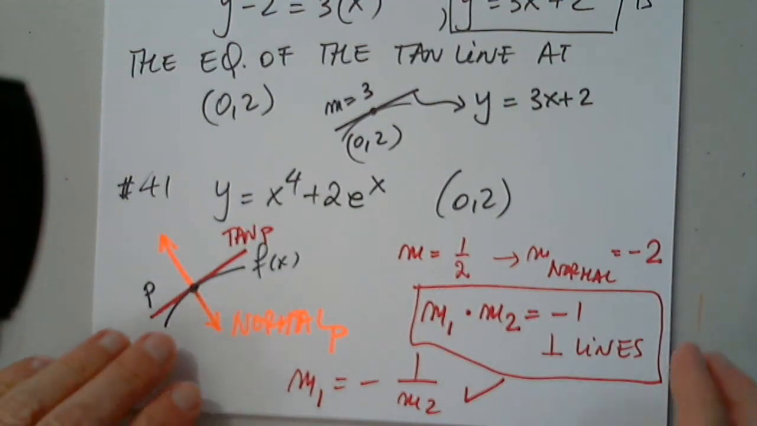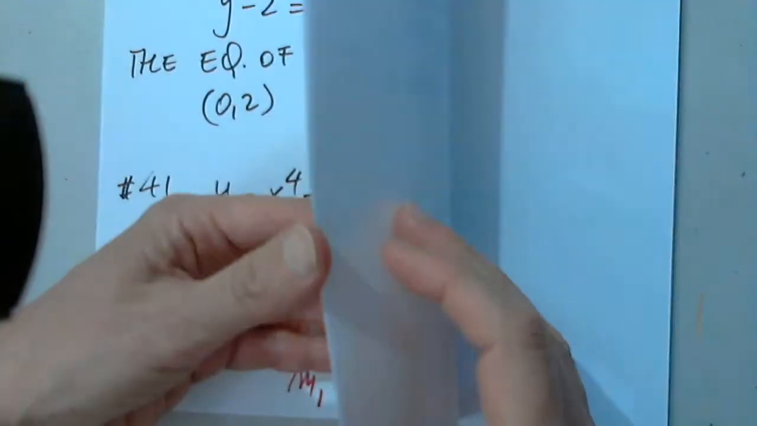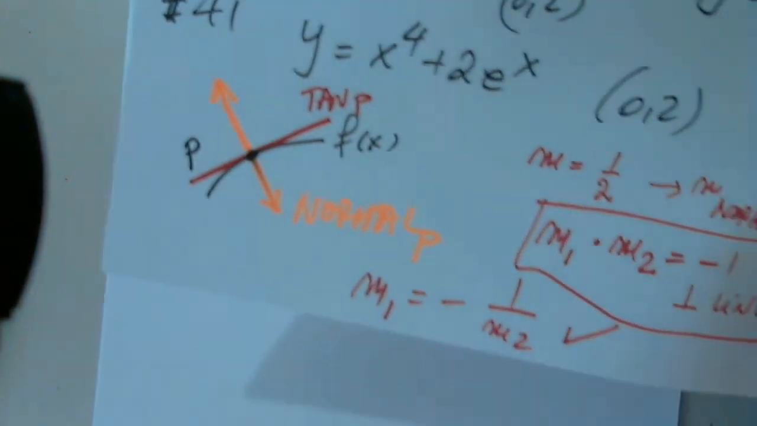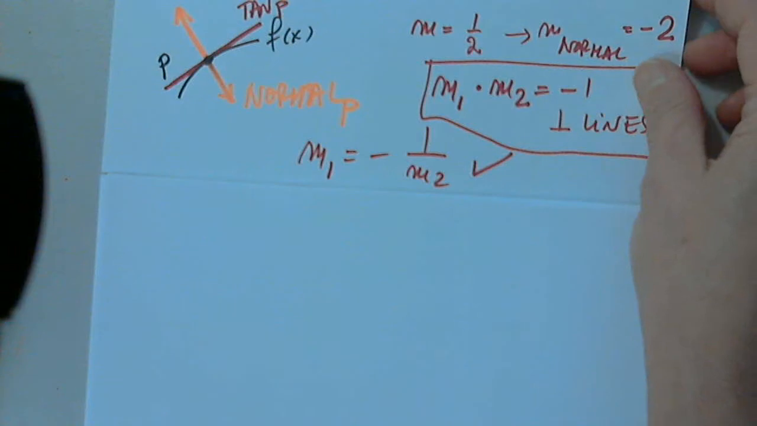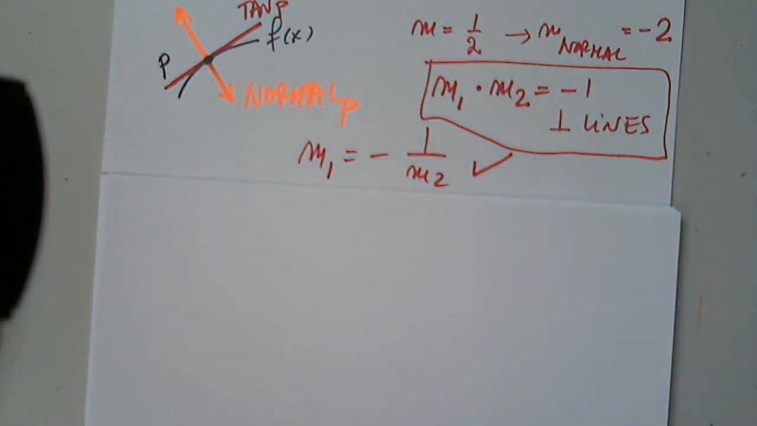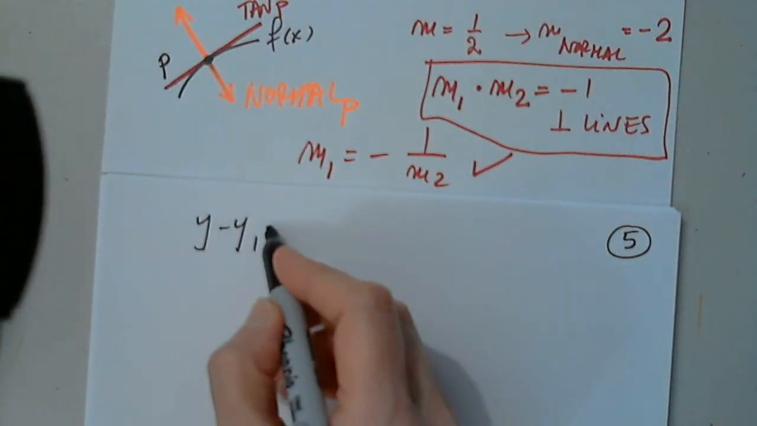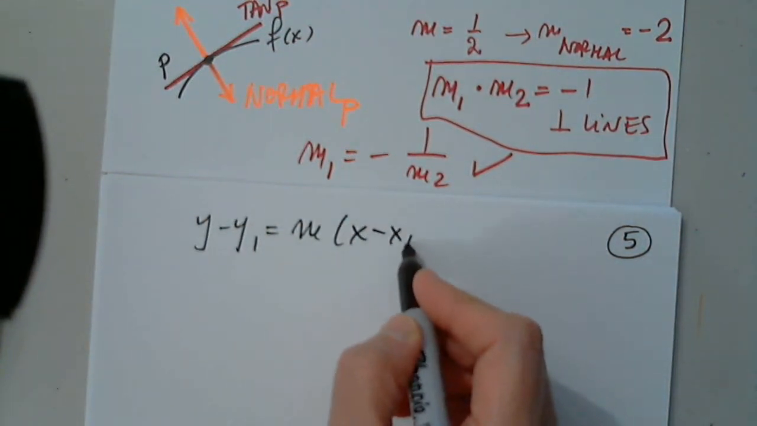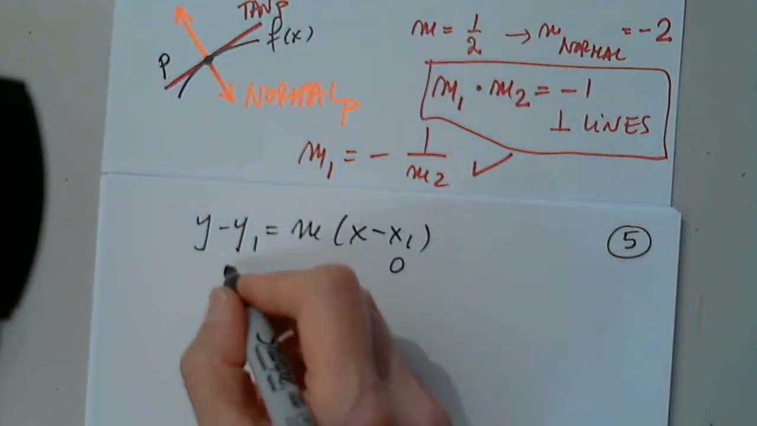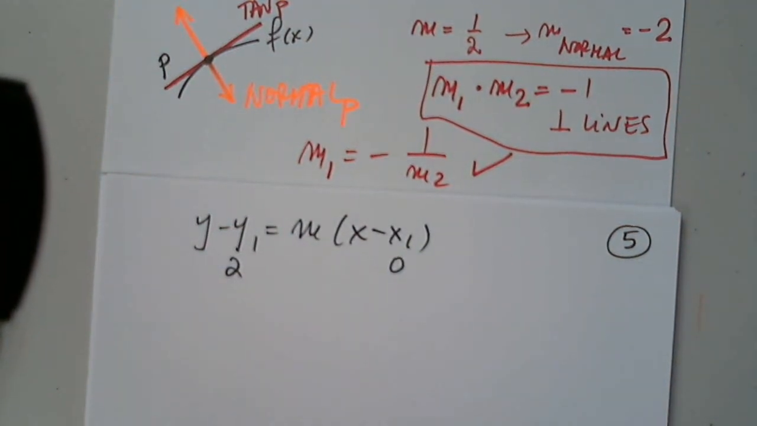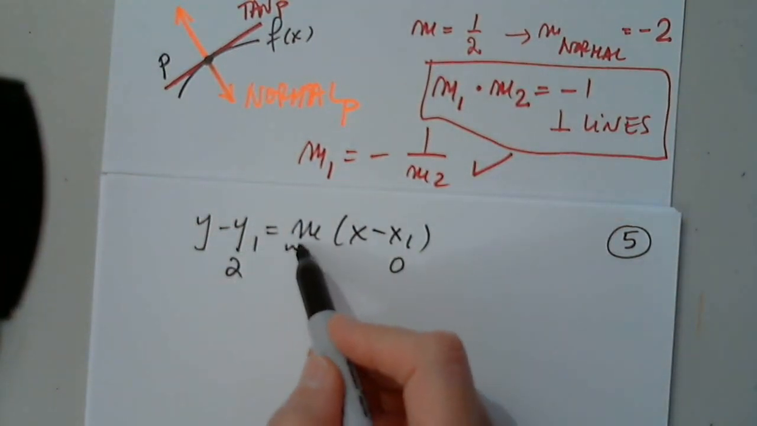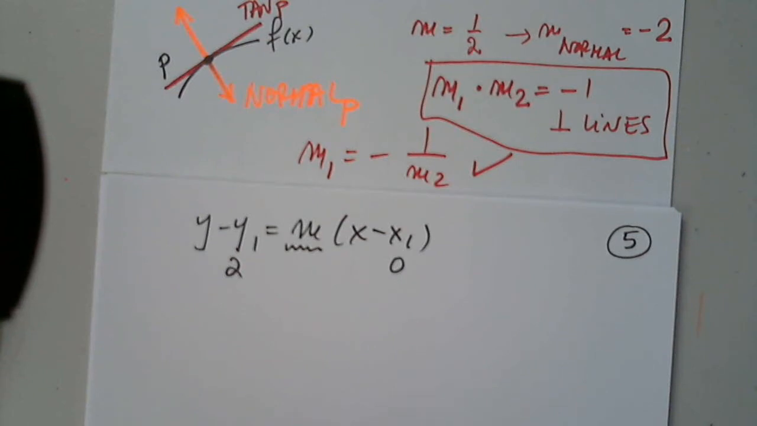Okay, enough of that. So let's determine the equation of the tangent line, and then determine the equation of the normal line. So I have y minus y1 equals the slope times x minus x1, where I have again 0, 2. They are in love with 0, 2. So how do I determine the slope of this tangent line?